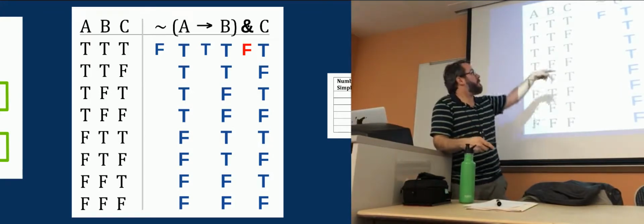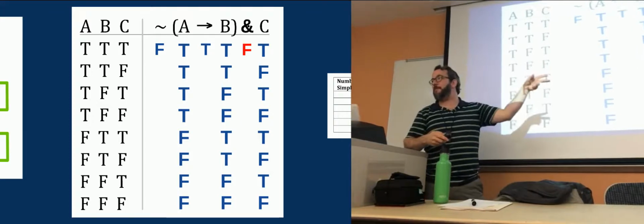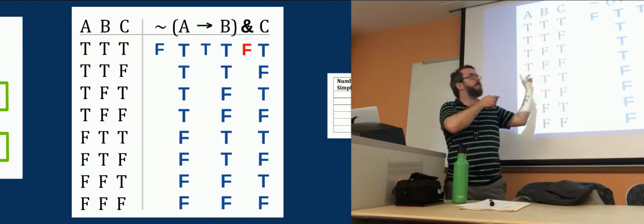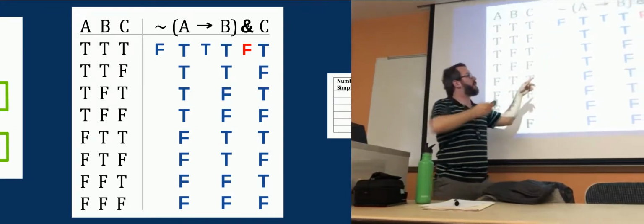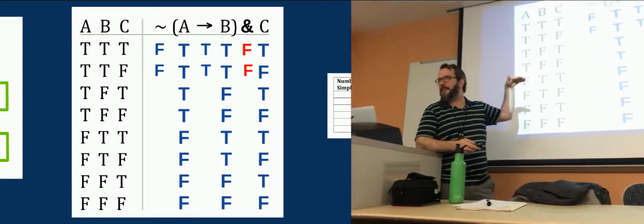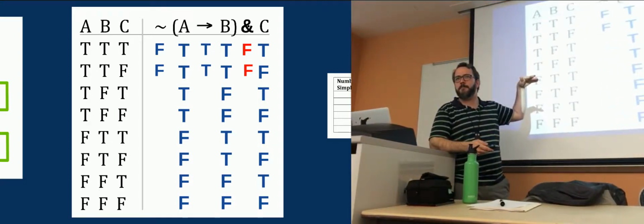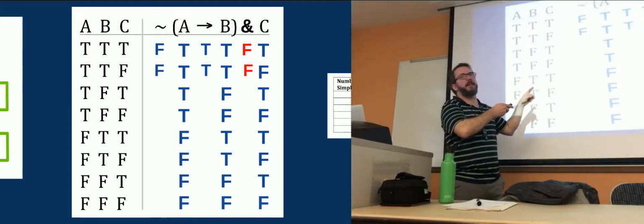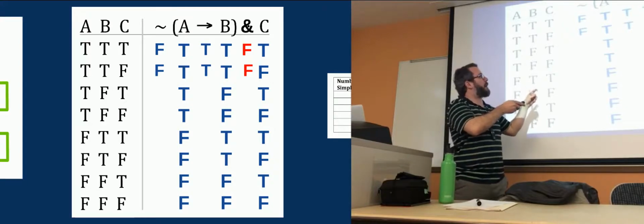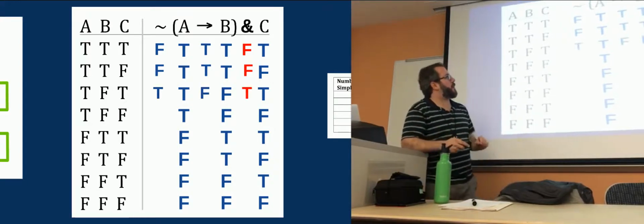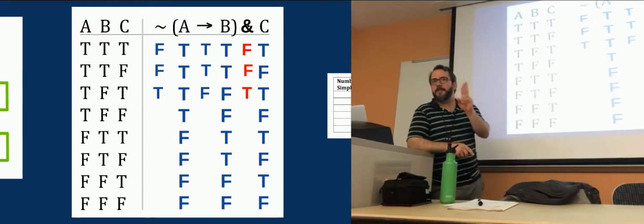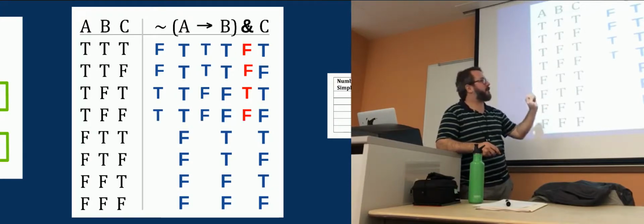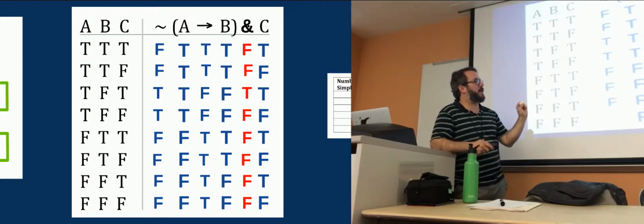Next line. A is true and B is true. If A, then B is true. That means it's not the case that if A, then B is going to be false, which means false and false is going to be false. Next line. If true, then false is false. So negate that. It's going to make it true. True and true is true. Good. If true, then false is false again. Negate that. It'll be true. True and false is false. Good. And just keep doing it for every line.